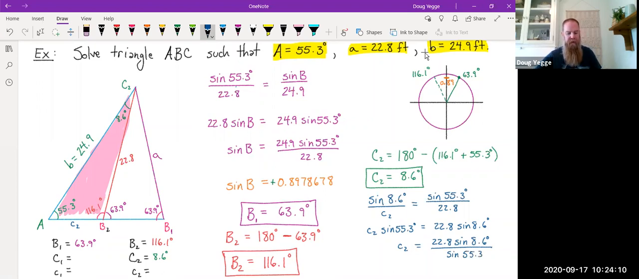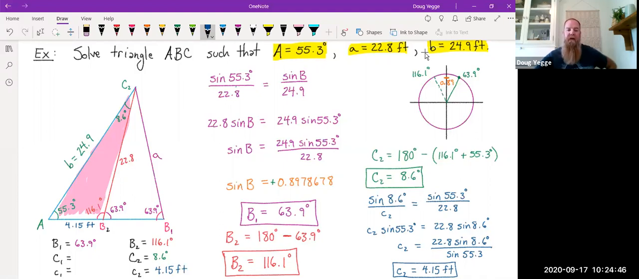And now we can find out that our C2, when we use our calculator here, is going to be 4.15 feet. Now that's pretty small in comparison to 24 feet and 22 feet. But that makes sense because if we come over here to this short side, it should be significantly shorter than the other two sides anyway. So what we've done is we've already found our whole second triangle.